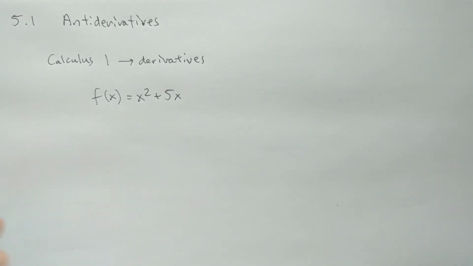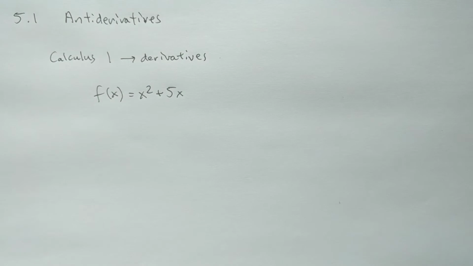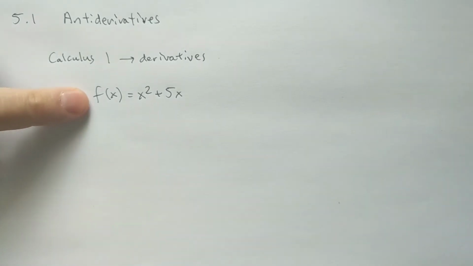The first topic we're going to cover in Calculus 2 is antiderivatives. Before we do that, let's remember what derivatives are. Remember, derivatives from Calculus 1: if we have a function, the derivative is the function that tells us all the slopes of that function.